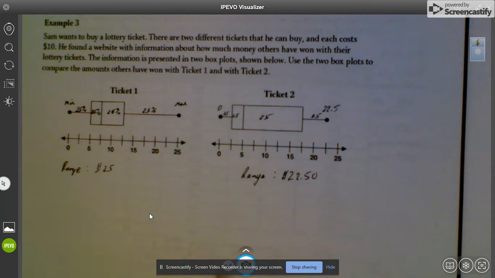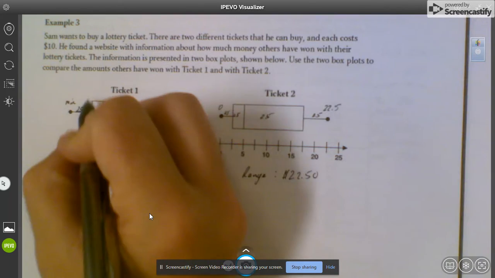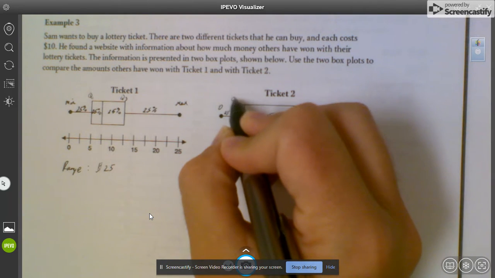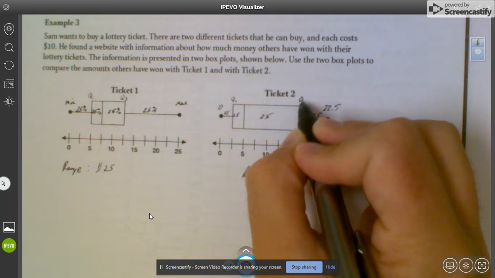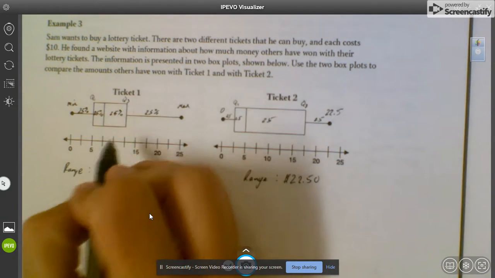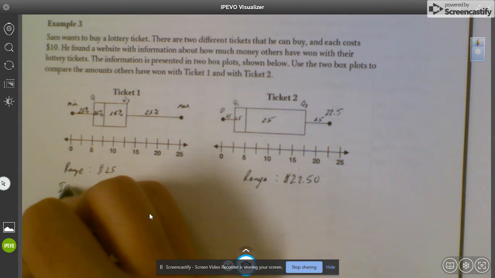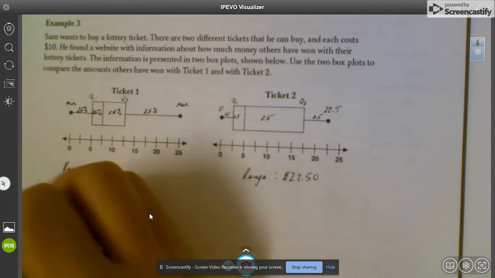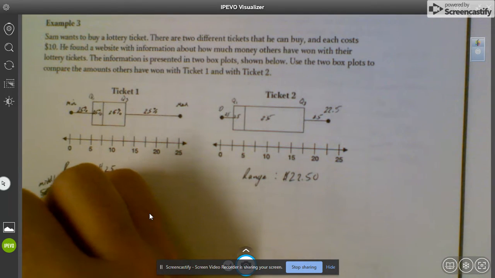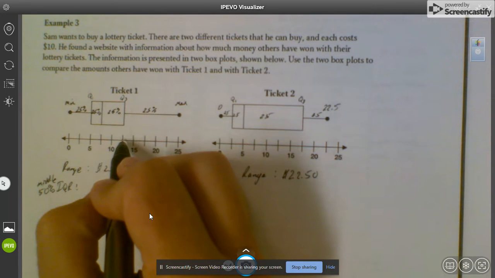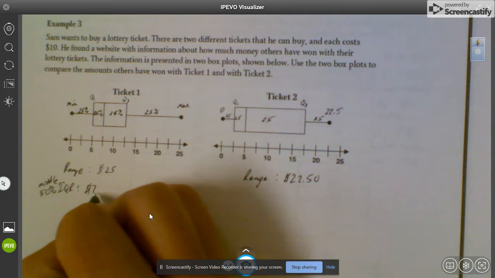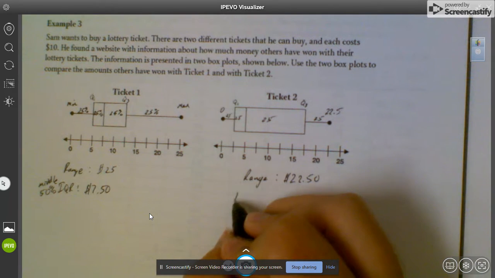And so when we talk about, that'll bring us to the IQR, because this is Q1 and this is Q3, Q1, Q3. All right. So more consistently in ticket 1, the IQR, which is the middle 50%. So let's do that. Middle 50%. The IQR would be $12.50 minus 5, so a $7.50 range.